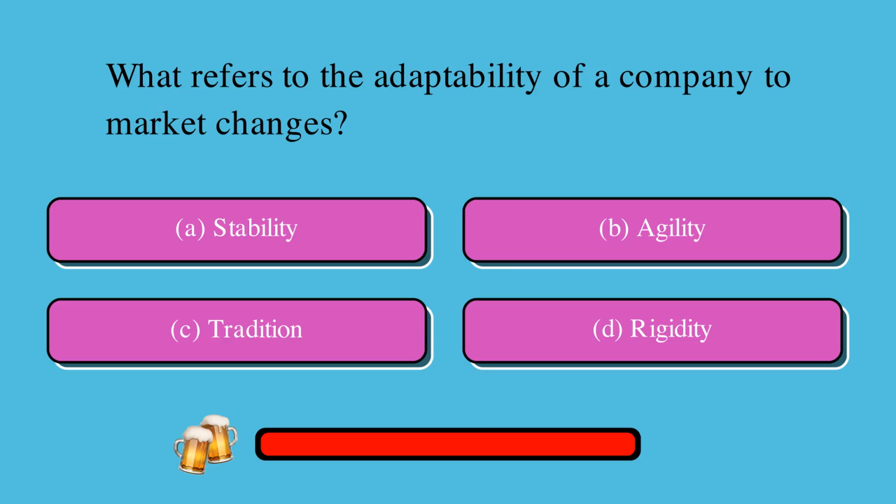What refers to the adaptability of a company to market changes? Is it A, stability, B, agility, C, tradition, or D, rigidity? The correct answer is B, agility.